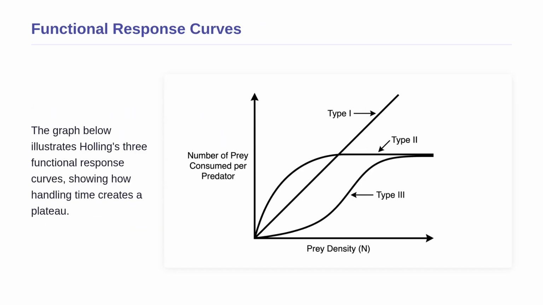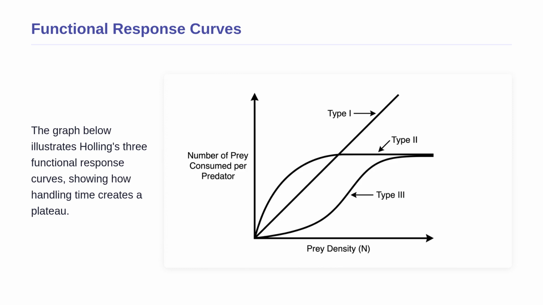Now that we have proven why the plateau exists mathematically, let us visualize it. On your screen is a graph showing Holling's 3 functional response curves. The horizontal axis represents the prey density, and the vertical axis represents the number of prey consumed per predator. Look at the straight line labeled Type 1. This assumes no handling time, so consumption grows forever.